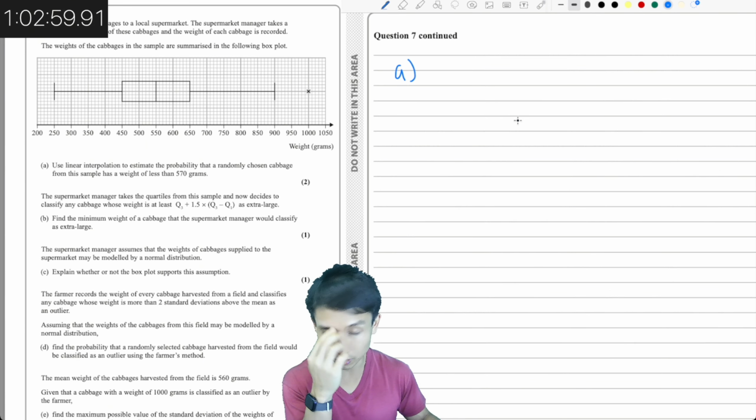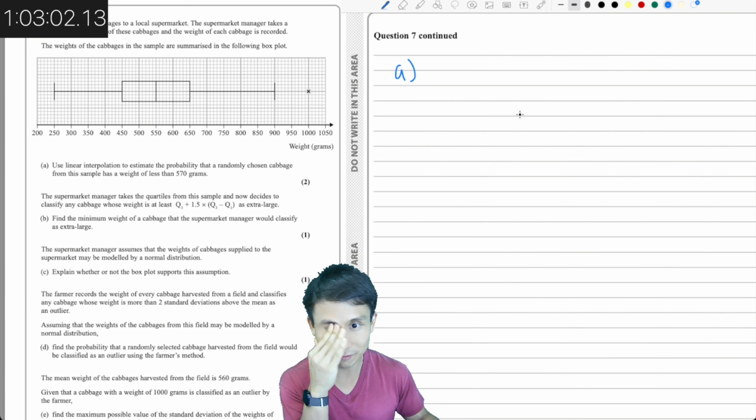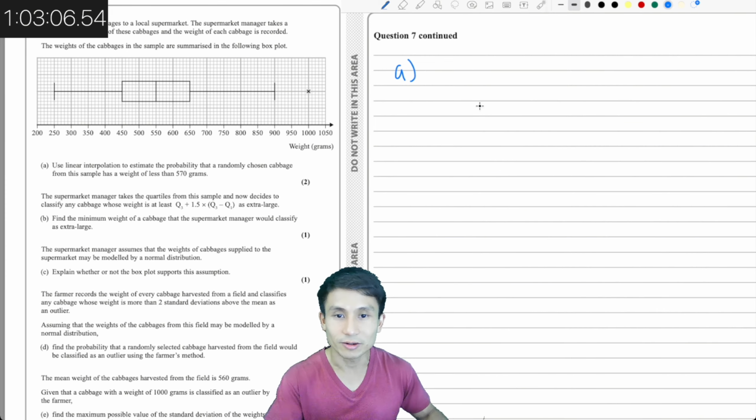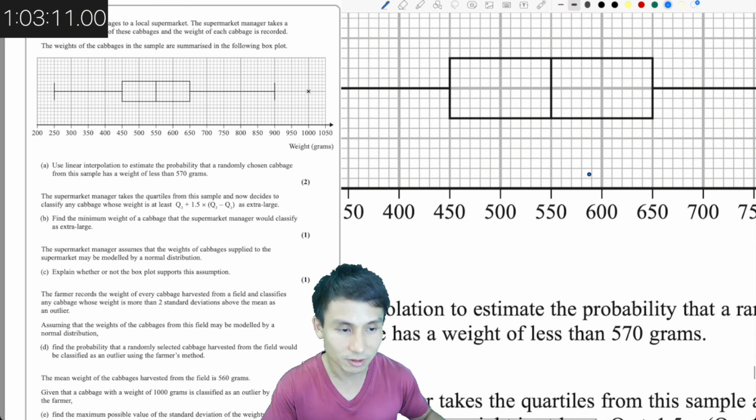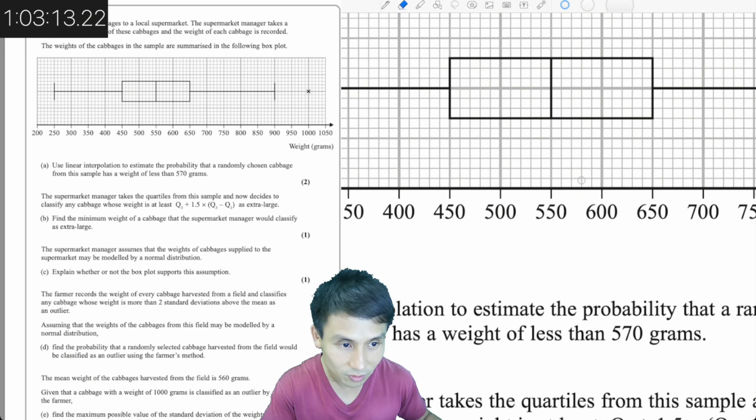Okay, all right. So 570 grams. Where is 570? We have to use the diagram in this case. 570 is around here. So that's 570, yeah, this is 570. So it's around here.